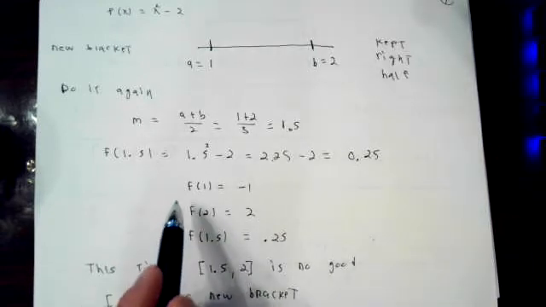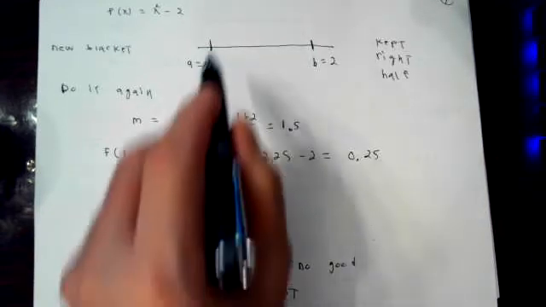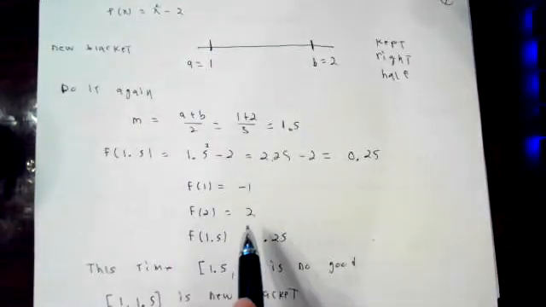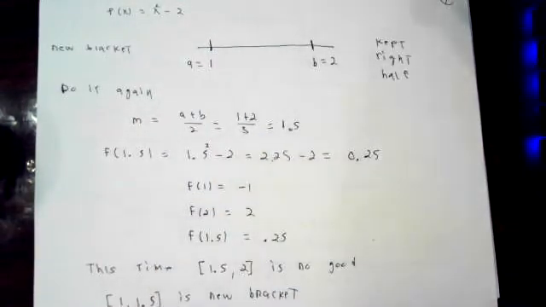0.25. f at 1 is negative, that's this end. f of 2 is 2, that's this end. And the function value in the middle is positive. So this means that somewhere between 1 and 1.5, I have to have a solution to f of x equals 0. The bracket 1.5 to 2 doesn't tell me anything because the function values for those 2 points are both the same sign.